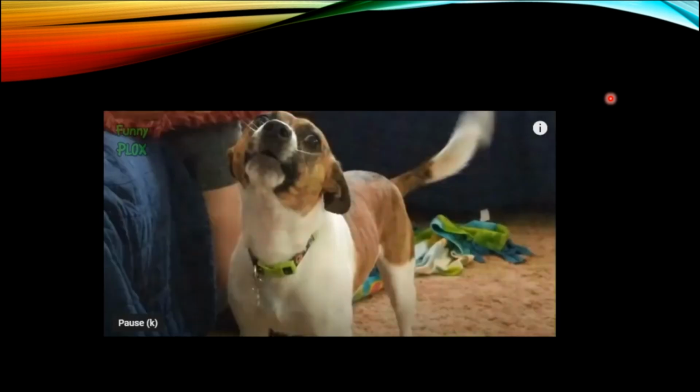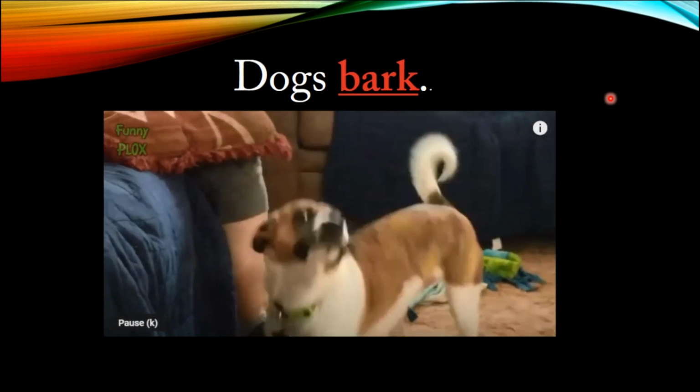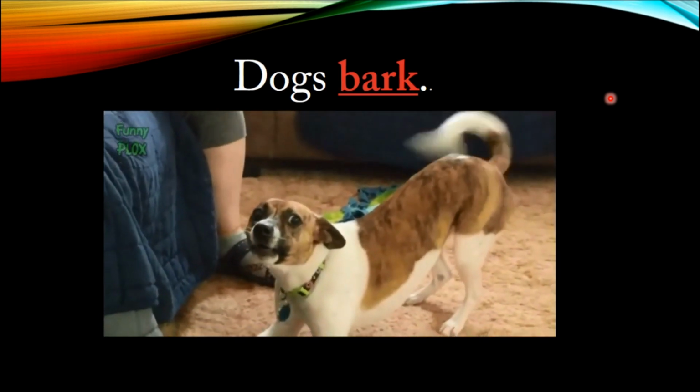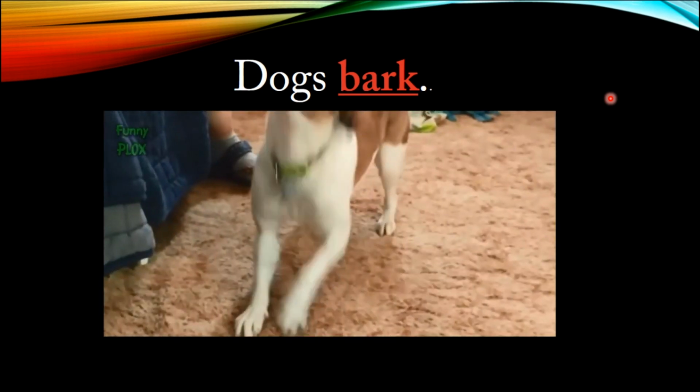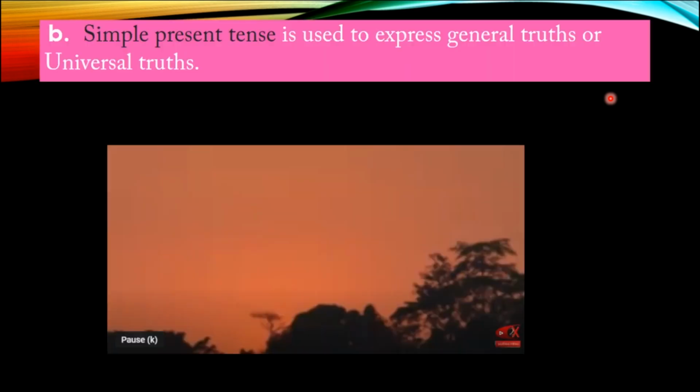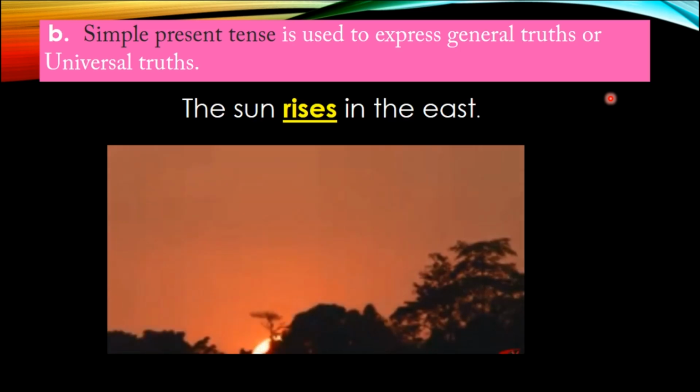Next example. Dogs bark. Dogs bark is a general truth, but I gave this example here. Next example. Simple present tense is used to express general truths or universal truths. I have already given one of the examples, dogs bark, in another rule. Don't bother about that, take that example here on. Let us check one of the beautiful examples. The sun rises in the east.